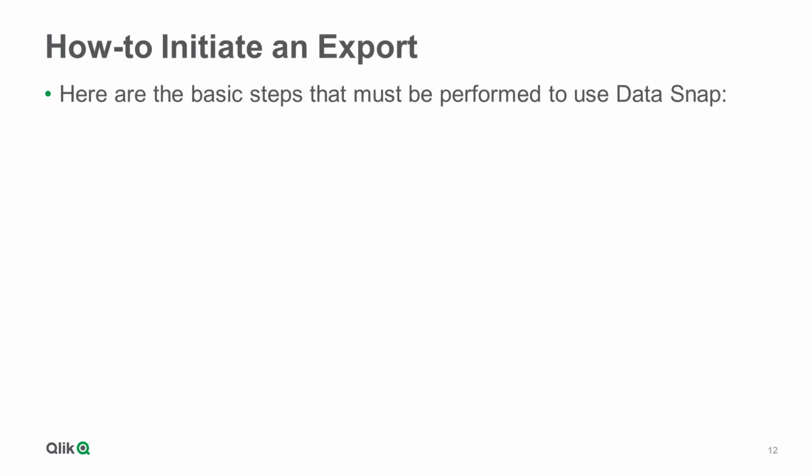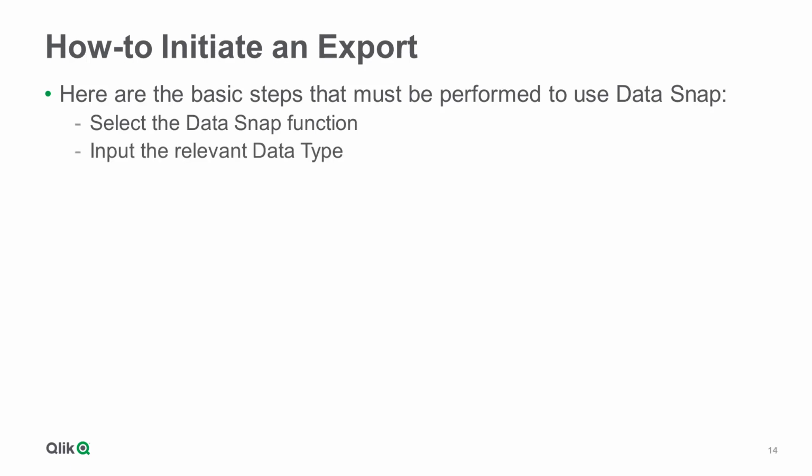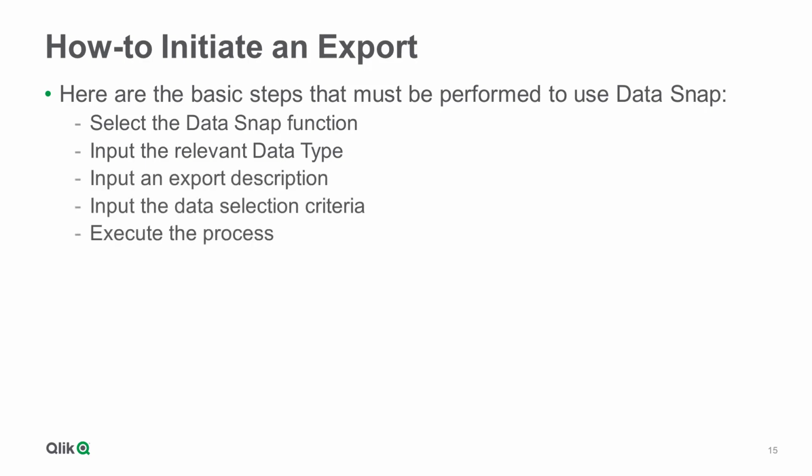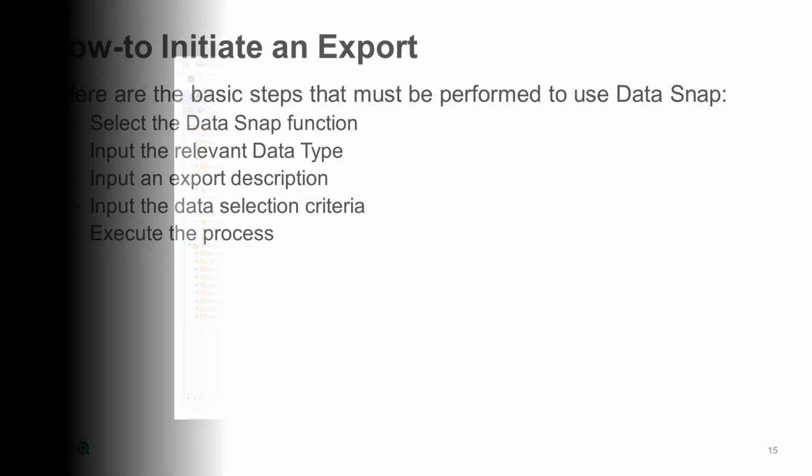There are a few basic steps that need to be performed to use the DataSnap function. The function must be selected from the main Gold Client screen. The user must input, whether by typing or by searching, the data type they want to use as the basis of the data export. Once the user is on the DataSnap screen, they are required to input a description and their selection criteria. They can then execute the process. Let's now walk through this process using the Gold Client user interface.